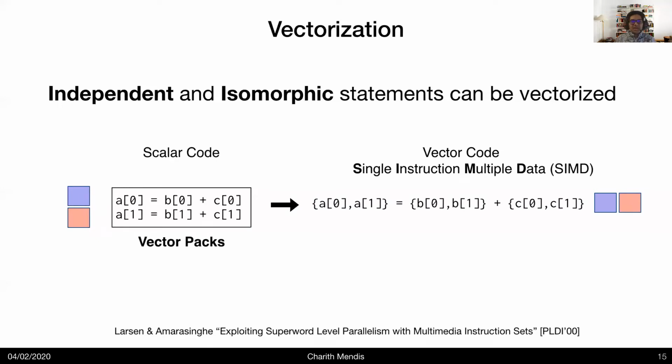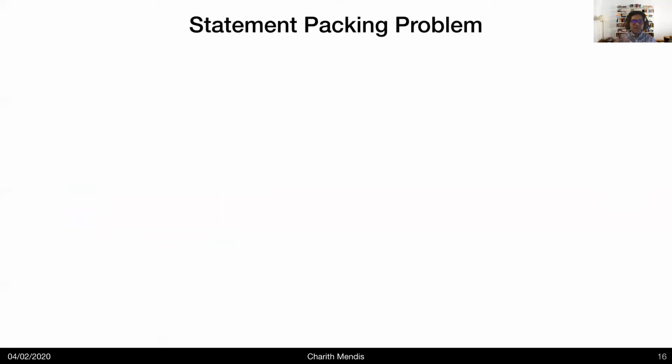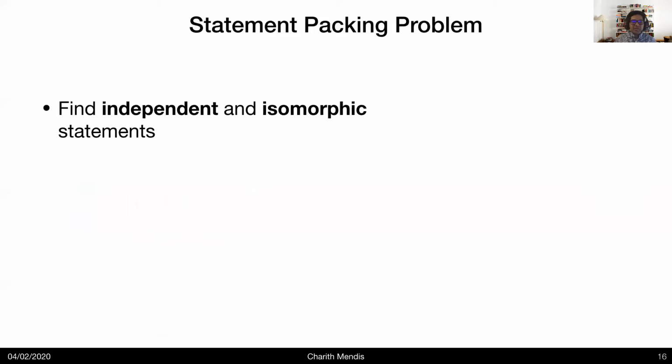Here, what I mean by isomorphic is that these two statements should perform the same operation on the same data types. And if this is true, the compiler can vectorize code as long as the statements are independent. Therefore, one of the main challenges the compiler needs to solve is to select which statements get packed together. First, to do this, the compiler needs to know the transformation space of all available statement packing opportunities.